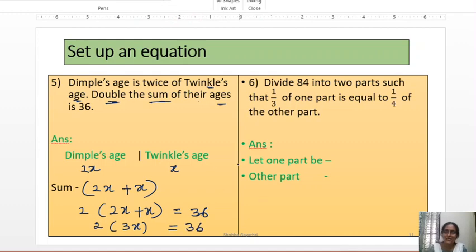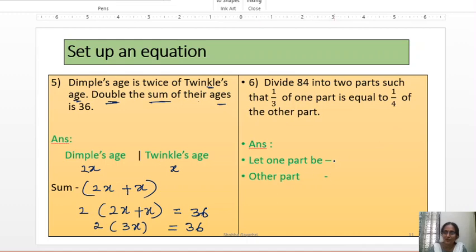Let us read the 6th question. Divide 84 into 2 parts such that 1 by 3 of one part is equal to 1 by 4 of the other part. If one part is 10, how will you get the other part? 84 minus 10 is the other part, right?